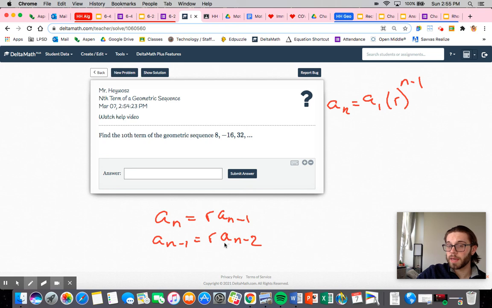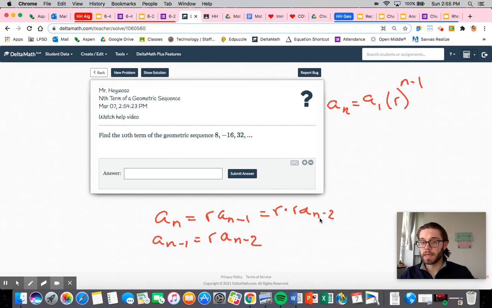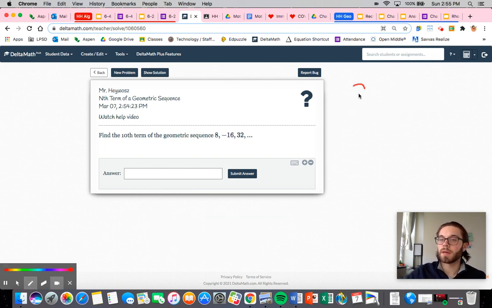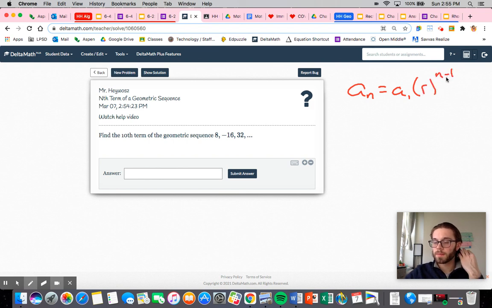Ultimately, if you substitute these back in, because I just know that, this is equal to r times a to the n minus 2. You can keep going all the way down until you get down to 1 and substitute in. And anyway, you'll end up with n minus 1 r's. Okay, so let me just clear that. So this is what we want: a 1 r to the n minus 1.